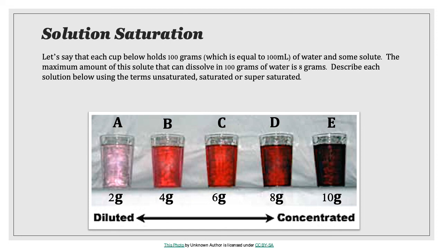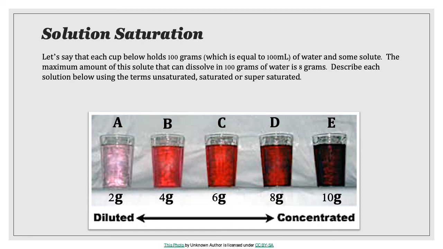And then cup C has 6 grams of this solute dissolved in it. And again, we could fit up to 8 grams, so we could potentially dissolve 2 more grams in here. So C is also an unsaturated solution. And D has 8 grams dissolved in it, and that's the maximum amount. We can't fit any more solute into that solution, so D is going to be our saturated solution.